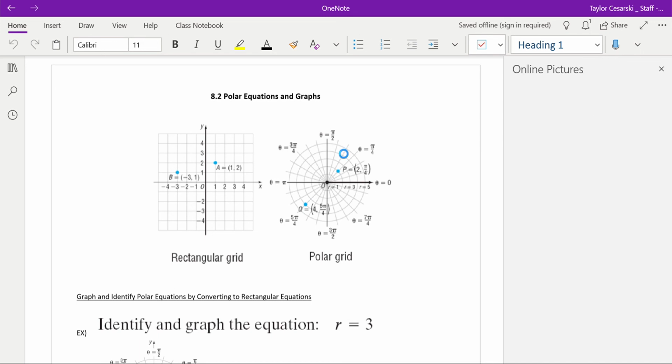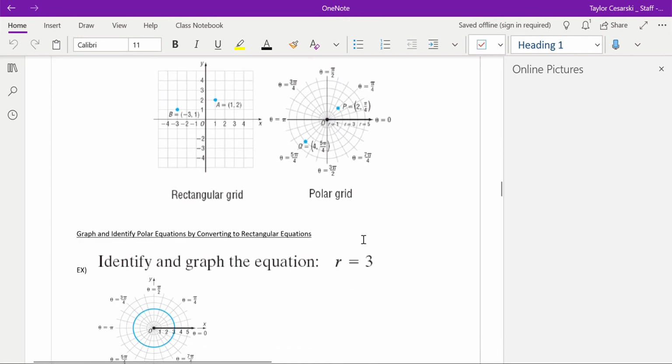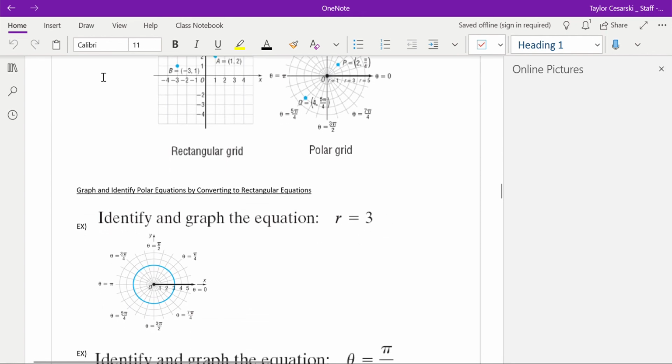Alright, hey guys, this is 8.2 Polar Equations and Graphs. I'm mainly going to talk about polar equations and how to convert between polar equations and rectangular equations and vice versa. So let's say I have this equation right here, r equals 3.